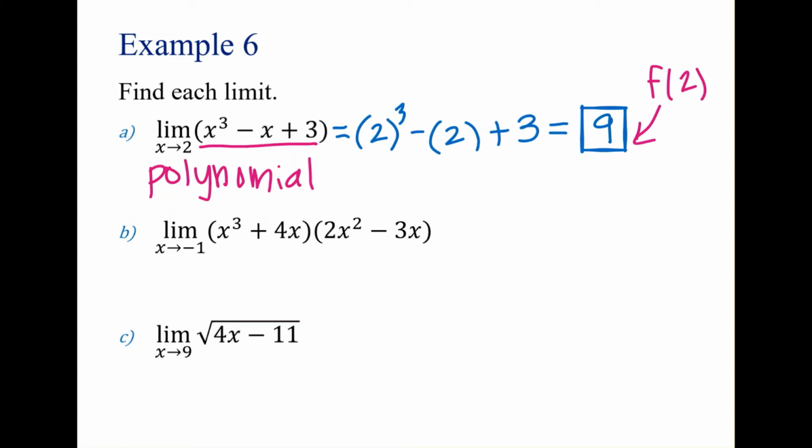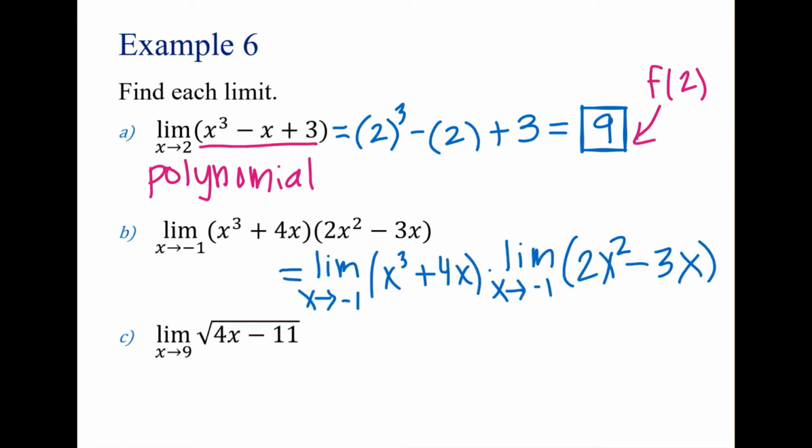Part B, the limit as x approaches negative 1 of x cubed plus 4x times 2x squared minus 3x. So notice that we have the limit as x approaches negative 1 of two functions that are being multiplied. So that means that we can use our product property. And that means that we can find the limit of the first function and multiply that by the limit of the second function. So we get the following when we use the product property of limits.